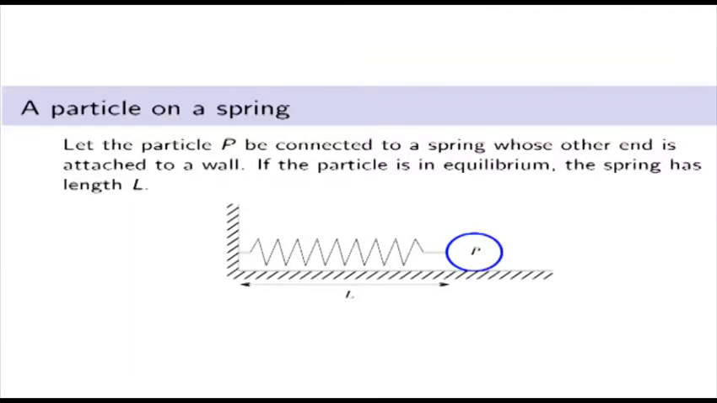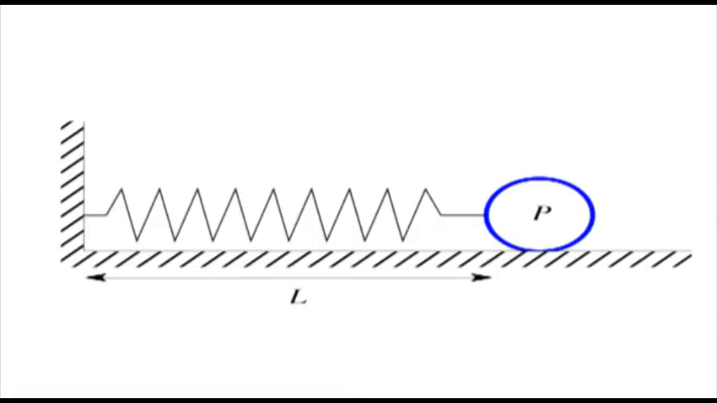So here we have a particle that is attached to a spring, and the spring is attached itself to a wall. Now, if there's no motion, if the particle is at rest, then the spring will have a certain length, which I call L, and this is called the equilibrium position of the particle. And what I want to do now is push the particle to a different position, and then release it, and find out what happens with the particle afterwards.